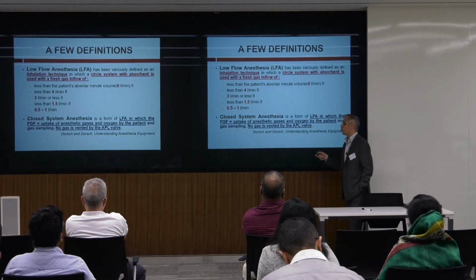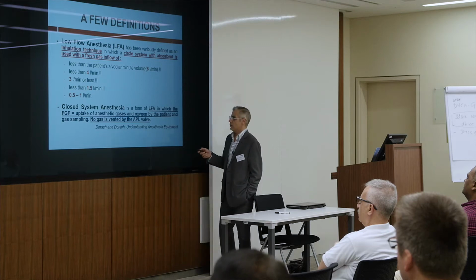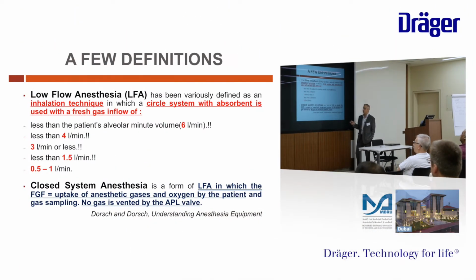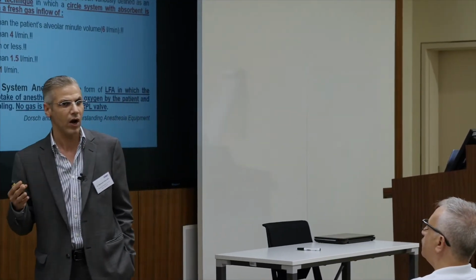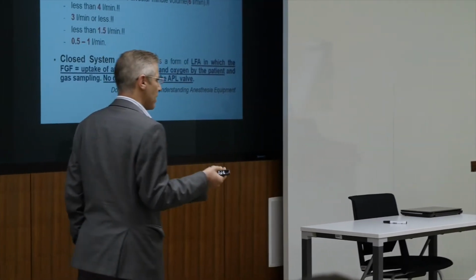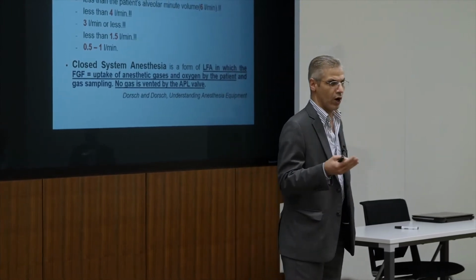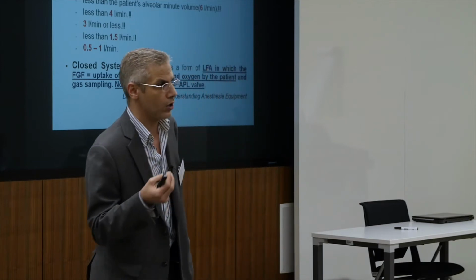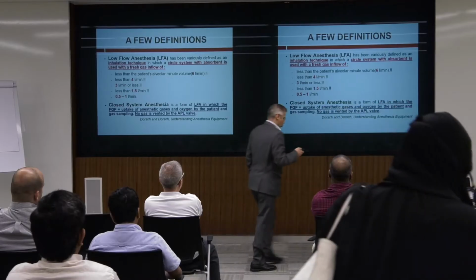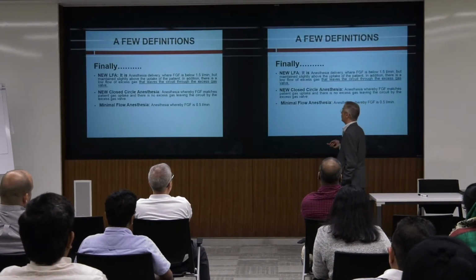But I would like also to define what closed system anesthesia is. It's a low flow anesthesia in which the fresh gas flow does not exceed the uptake of anesthetic gases and oxygen by the patient and the gas sampling, meaning the patient's metabolic rate and the gas sampling. Of course, all of you know that the average oxygen consumption in a patient who is 75 kg is around 250 to 255 mL, and the sampling is between 150 maximum to 200. So one of the definitions was it is just 0.4 mL per minute. We will go a further step to discover the new definition.